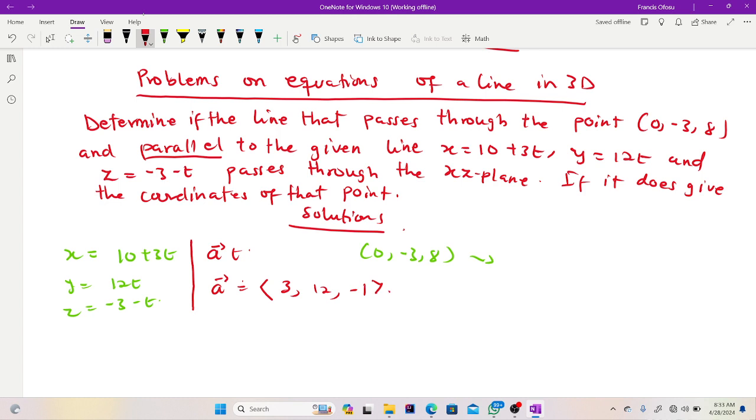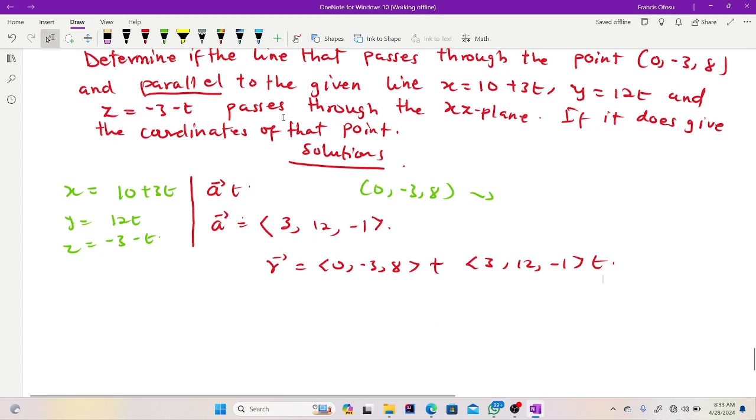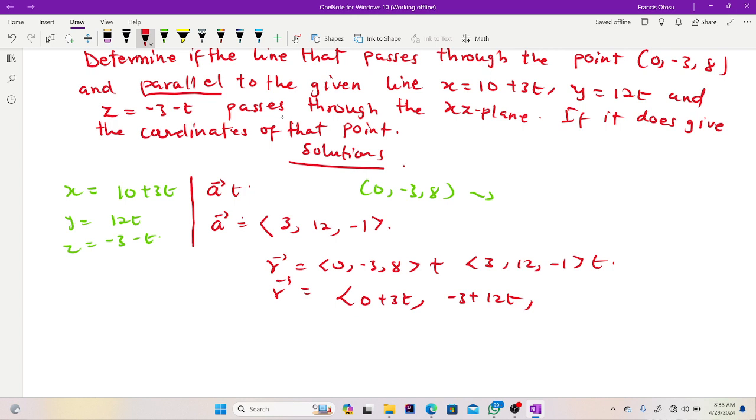That's all. Therefore, my equation becomes r is equal to my r naught, which is (0, -3, 8), plus my vector (3, 12, -1) multiplying t, right? So I move on to expand this. I'll have my equation to be r is equal to (0 + 3t, -3 + 12t, 8 - t), like this. So this gives me my vector equation.